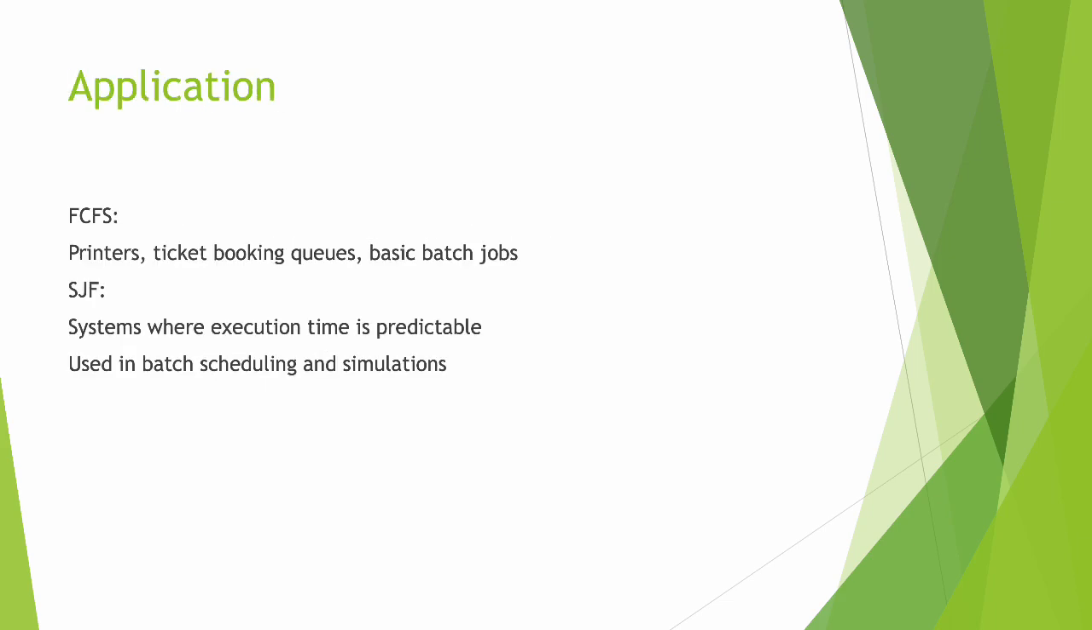First come first serve is used for printers, ticket booking queues, and basic batch processing jobs. Shortest job first is used in systems where the execution time of a process can be predicted, such as batch scheduling and simulations.